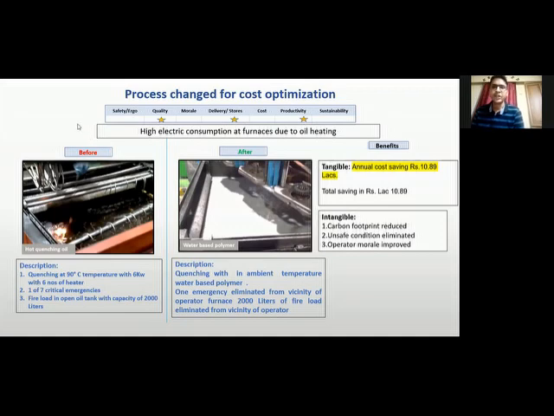So we have eliminated the heaters from the quenching oil that are required to maintain the oil temperature at 80 degrees Celsius to 100 degrees Celsius. And with a polymer, there is no requirement of a heater. Also, we have eliminated the fire hazard from the premises, and because of that, the operators feel safe to operate in that area also. So this is one of the good examples. We have reduced the cost of the quenching media, and the unsafe condition has been eliminated. Here we save around 10 lakhs per annum from this replacement of oil with the polymer.